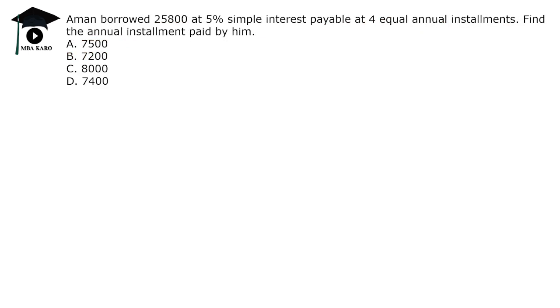Aman borrowed rupees 25,800 at 5% simple interest, payable at 4 annual installments. Find the annual installment paid by him. Now in this question, if you notice this problem, here we have 25,800 as the borrowing, right? So this is the principal. So what we will do in this case, we will calculate the amount. Now we will do the thing of installment, 5% simple interest. Let us say the installments are 100x, 100x, 100x, and 100x.